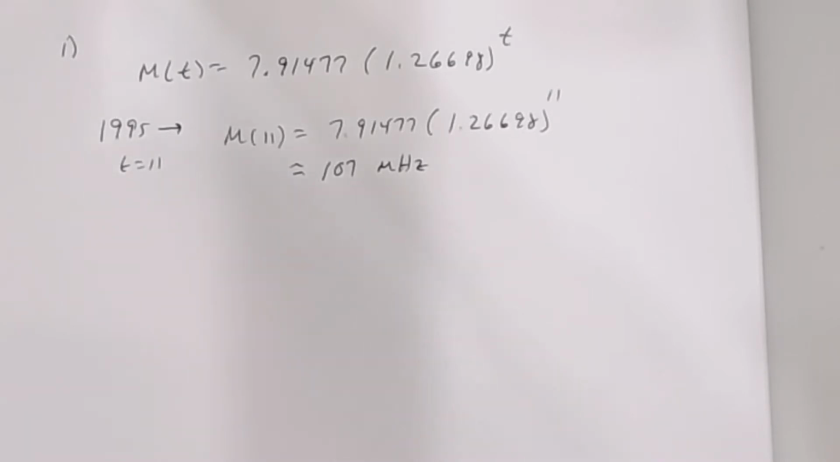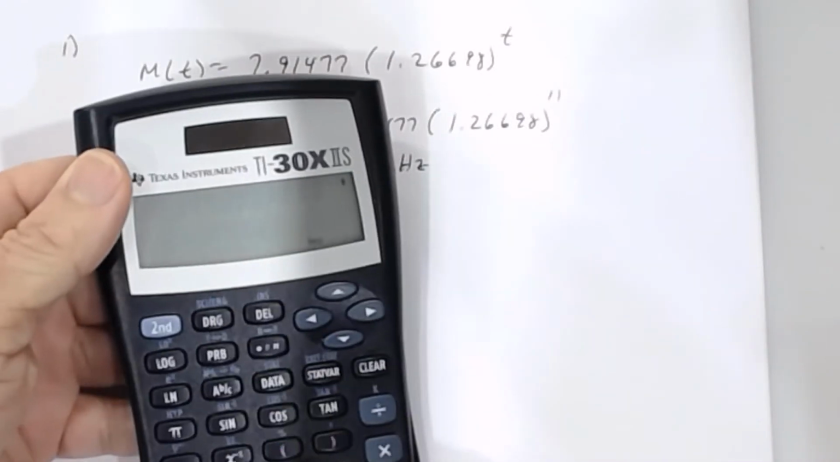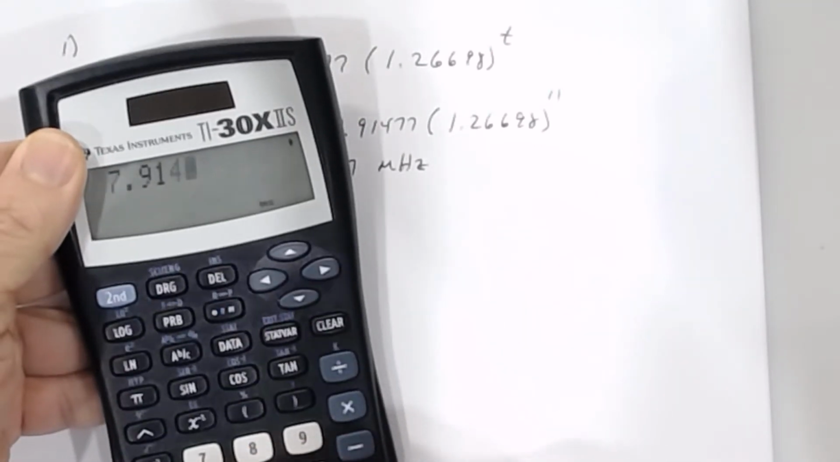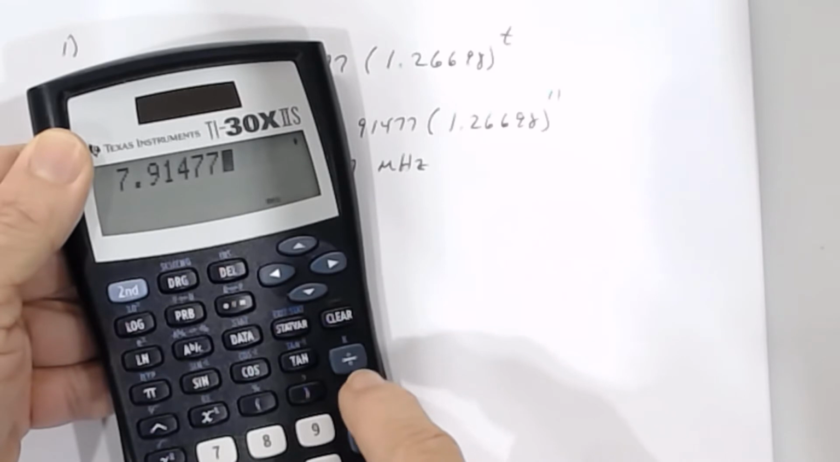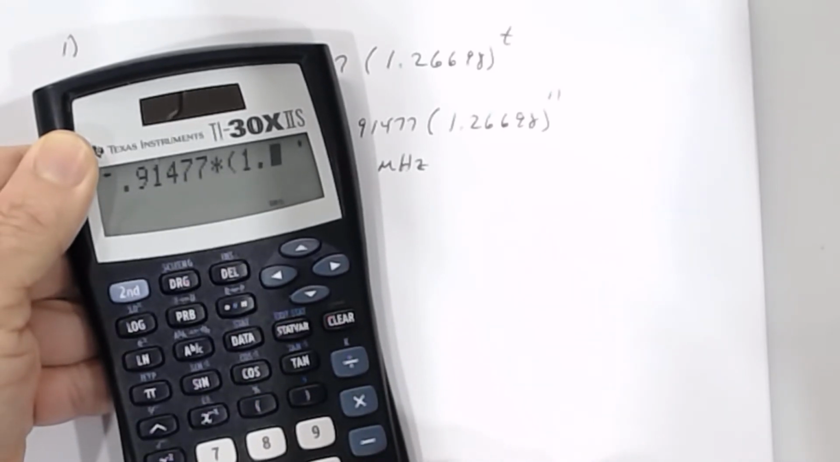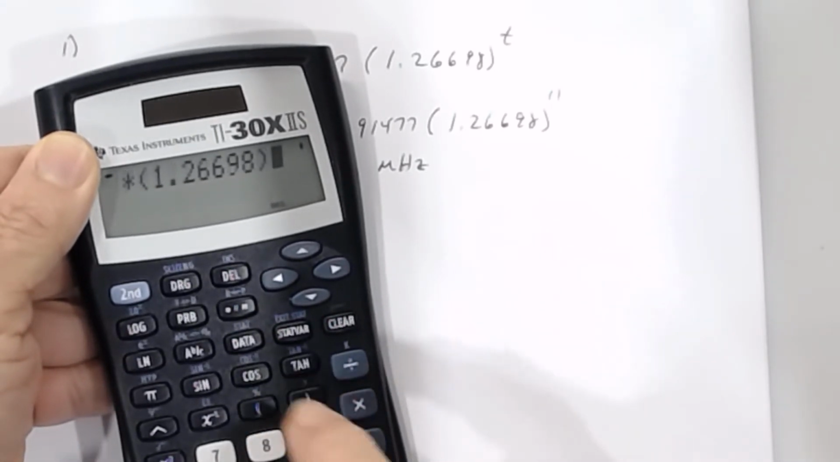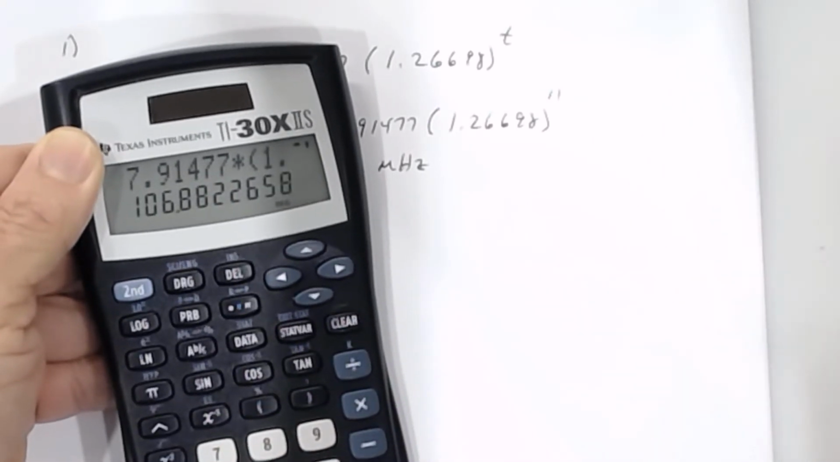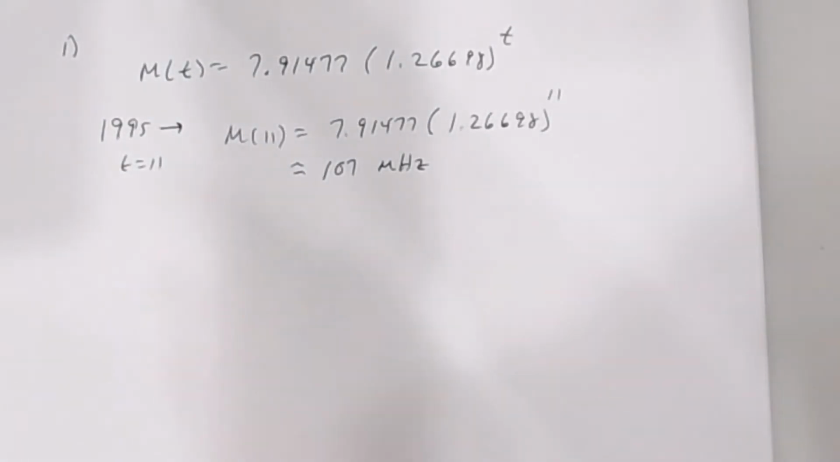Yes? Can you put it in the calculator one more time? I was trying to write while you were talking. Okay, so it's 7.91477 times parentheses, 1.26698, close the parentheses, raised to the 11, and then equal. Thank you. Okay? All right, number 2.